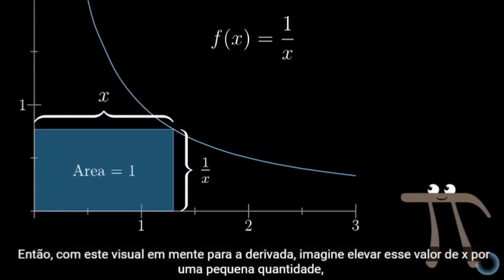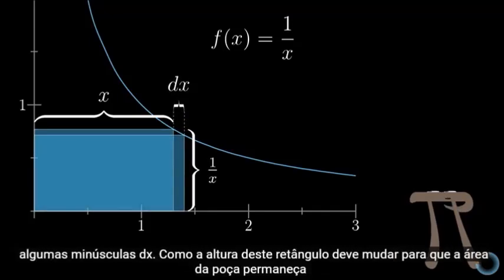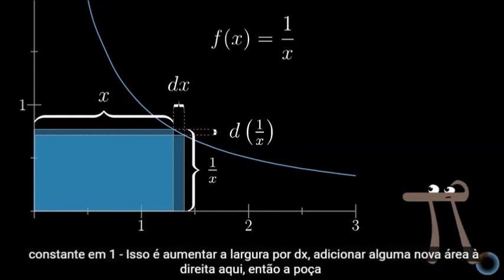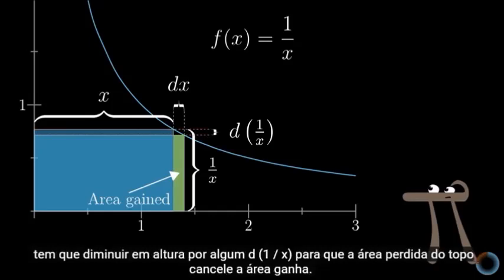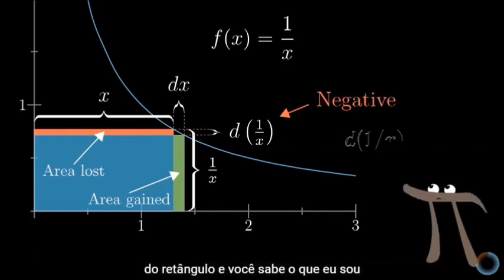So with this visual in mind, for the derivative, imagine nudging up that value of x by some tiny amount, some tiny dx. How must the height of this rectangle change so that the area of the puddle remains constant at 1? That is, increasing the width by dx adds some new area to the right here. So the puddle has to decrease in height by some d(1/x) so that the area lost off of that top cancels out the area gained. You should think of that d(1/x) as being a negative amount, by the way, since it's decreasing the height of the rectangle.